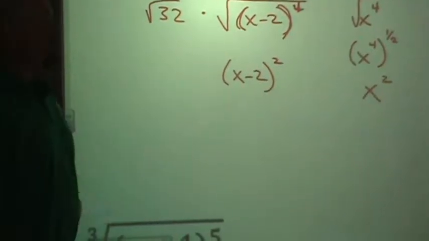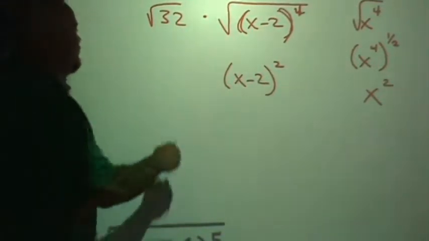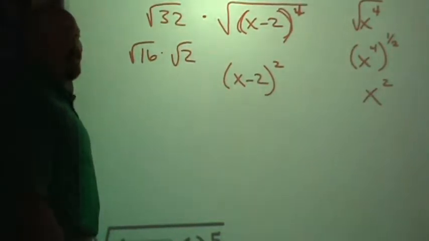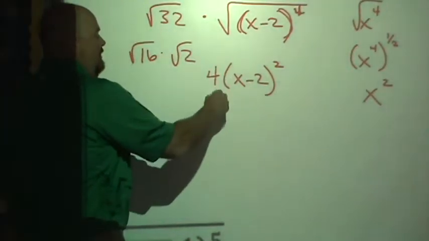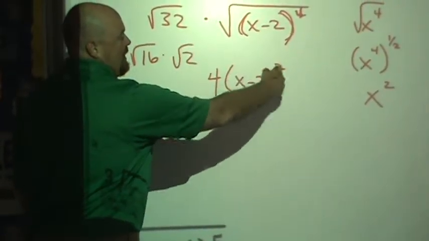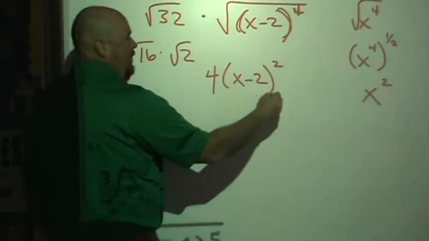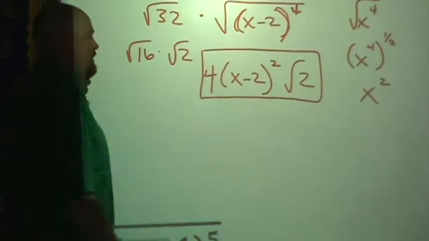Okay, now we haven't forgot about the 32. Does the 32 have any perfect square factors? Yes, it does. 16 is one of its perfect square factors. The square root of 16 is 4. So because I pulled this square root of 16 out of the radical already, I still have this square root of 2 as part of my final answer.